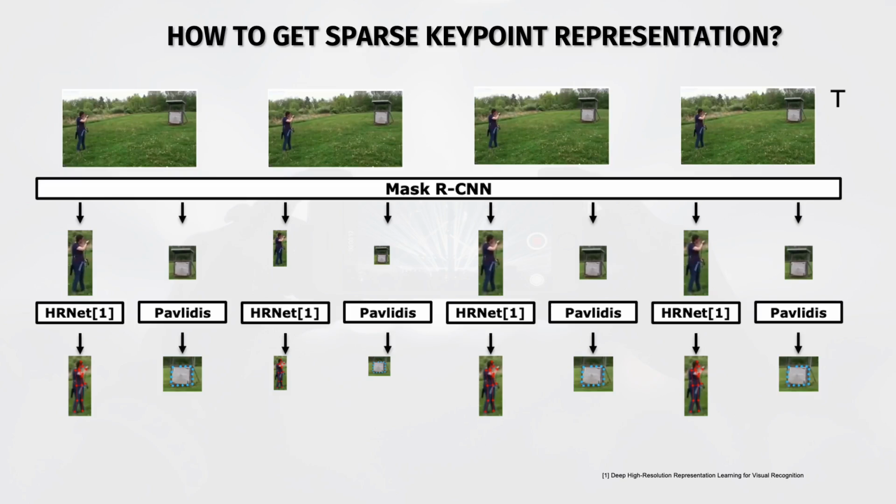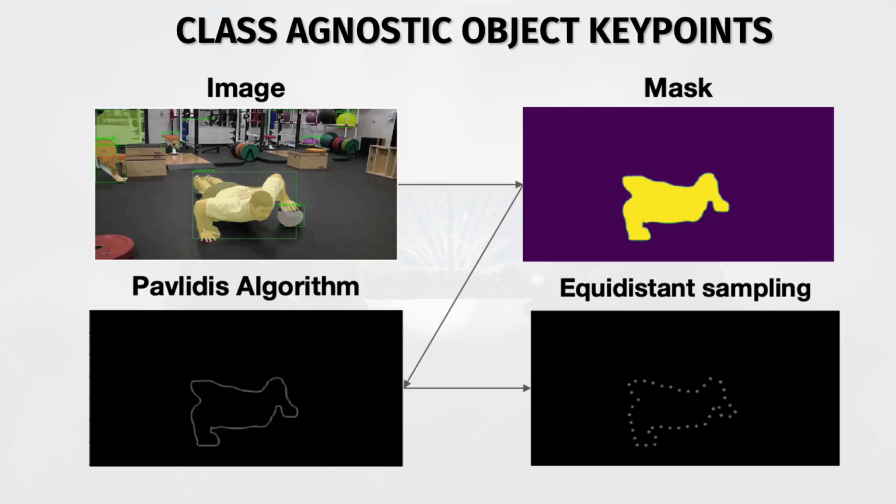Diving into more detail, here we talk about how to get sparse key point representations. We take the RGB information, which is the video, and we again use HRNet to get the person key point data, while we use the Pavlidis algorithm to obtain the object data. How do we obtain class agnostic object key points? We take an image, we take a mask, and then we follow the Pavlidis algorithm. Given an object detection segmentation mask, the Pavlidis algorithm performs a contour tracing, and this is followed by an equal distance sampling around the contour to get the desired object key points.